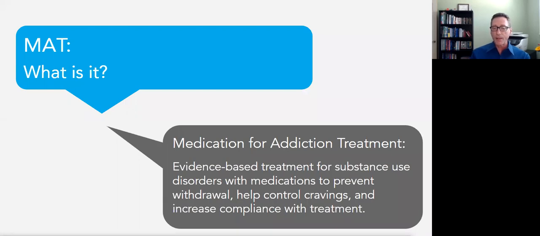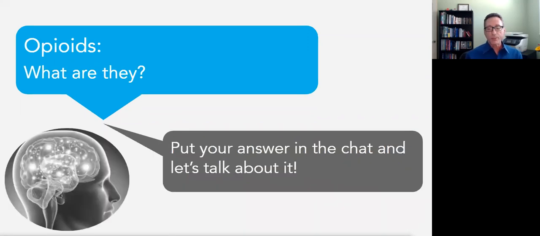Okay, so what is MAT? Medication for addiction treatment. It is evidence-based treatment for substance use disorders with medications to prevent withdrawal, help control cravings, and increase compliance. So definitely, what are opioids? Let's go ahead and put in the chat what your perception or your definition of opioids is. We'll give everybody a few minutes to respond.